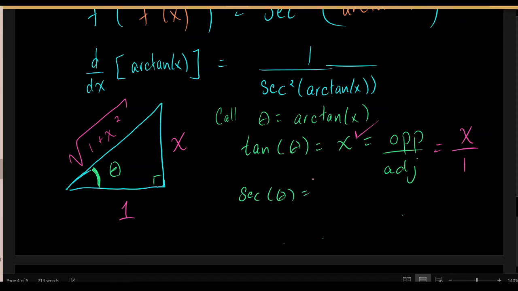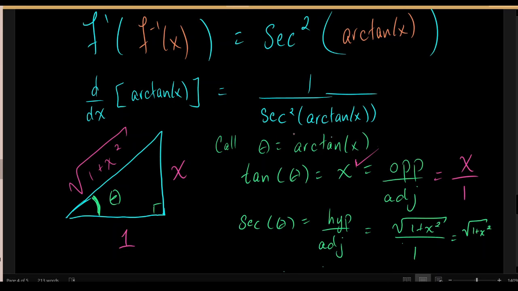For a right triangle, secant was equal to hypotenuse divided by adjacent. So in this triangle, the hypotenuse would be the square root of 1 plus x squared, divided by 1. Now when you divide something by 1, that doesn't really have an effect. So this would just be the square root of 1 plus x squared. And this is what we need in order to be able to simplify the derivative completely.